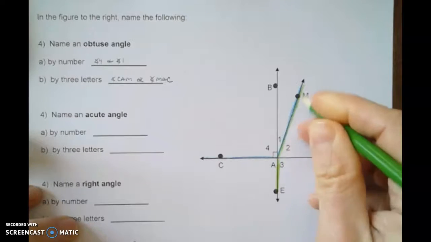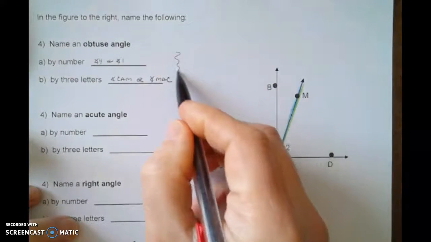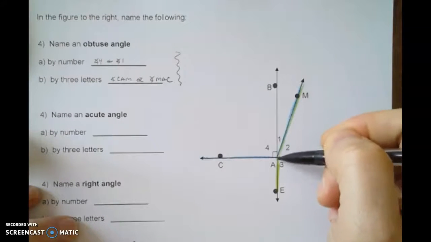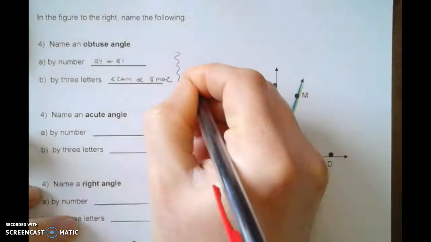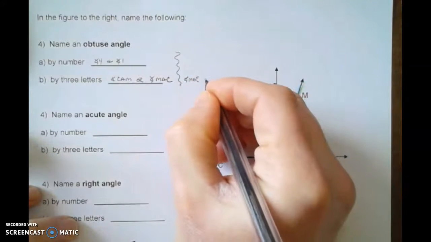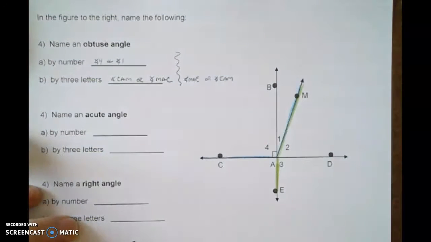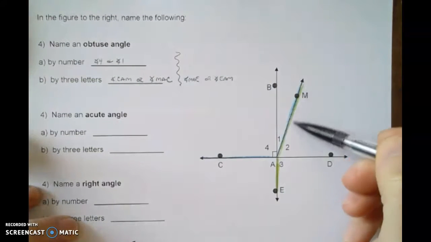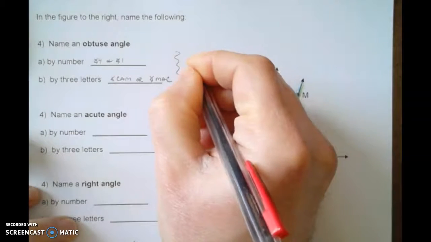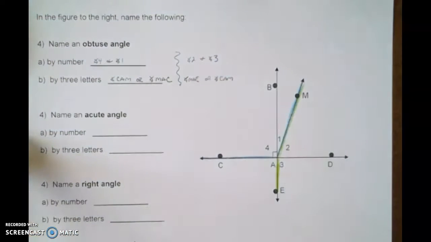Okay, so if I did it in green, I could draw those in. By three letters, that would be angle MAE. Angle MAE. Or angle EAM. I could go the other way. And if I use numbers, again, notice I had to use two different angles to make this one. This would be angle 2 with angle 3.